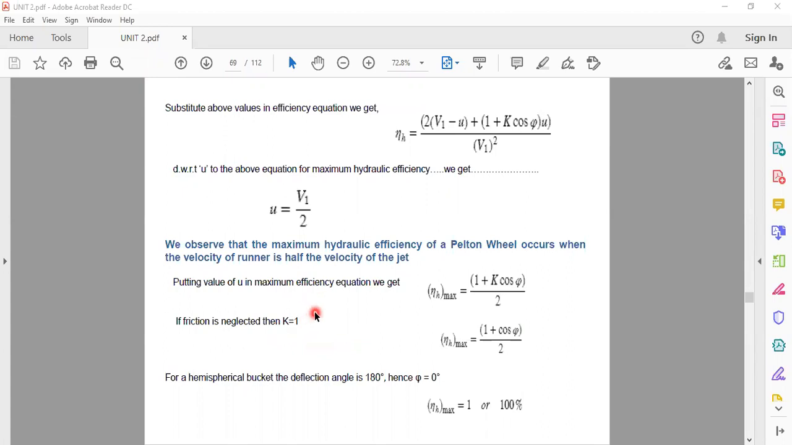So putting the value of U in the maximum efficiency equation, we get (1 plus cos phi) upon 2. So maximum hydraulic efficiency equal to (1 plus cos phi) by 2. So for a hemispherical bucket, the deflection angle is 180 degrees, hence phi equal to 0 degree, which means efficiency equal to 1 or 100%.